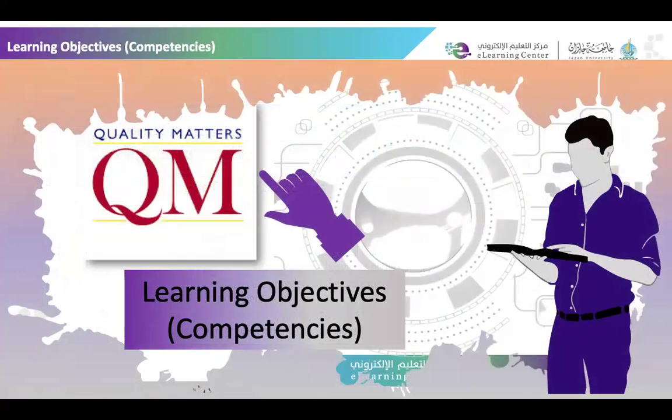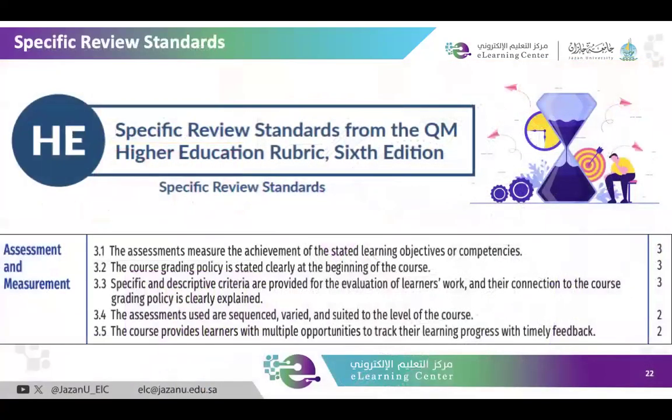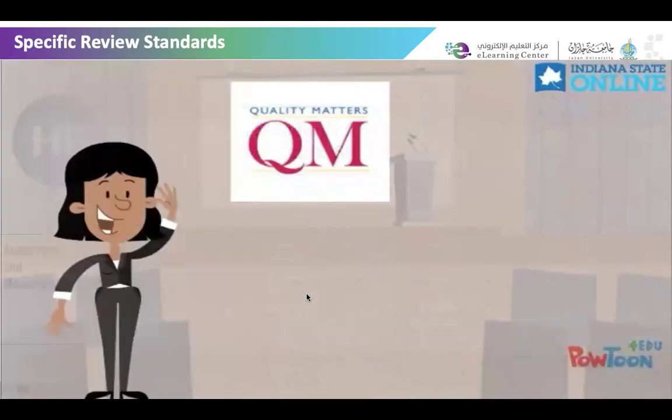Okay, so let's move toward the next one, that is the assessment and measurement. This third standard has 5 sub rubrics, and you can see the points. The first 3 are essential, and the last 2 are very important. So let's have a look at the assessment and measurements.